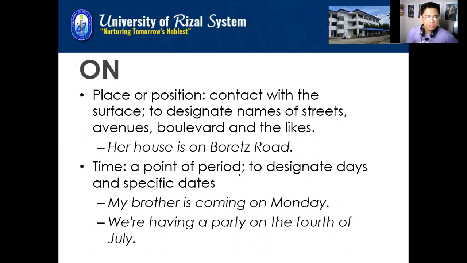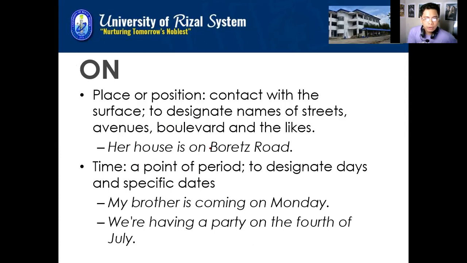Then we have the preposition on. So when we are referring to place or position, use on. Let's say a particular object or a person is in contact with the surface, to designate names of streets, avenues, boulevards, and the like, then on is used. So again, when a certain object, thing, or anything comes in contact with a certain surface, then on is used.